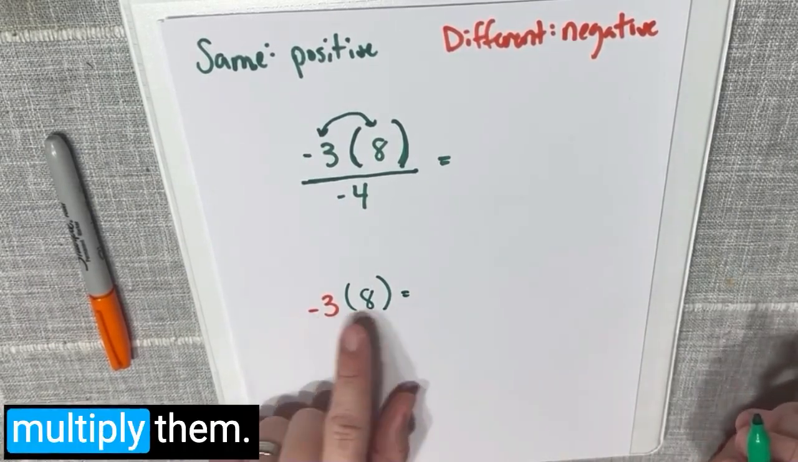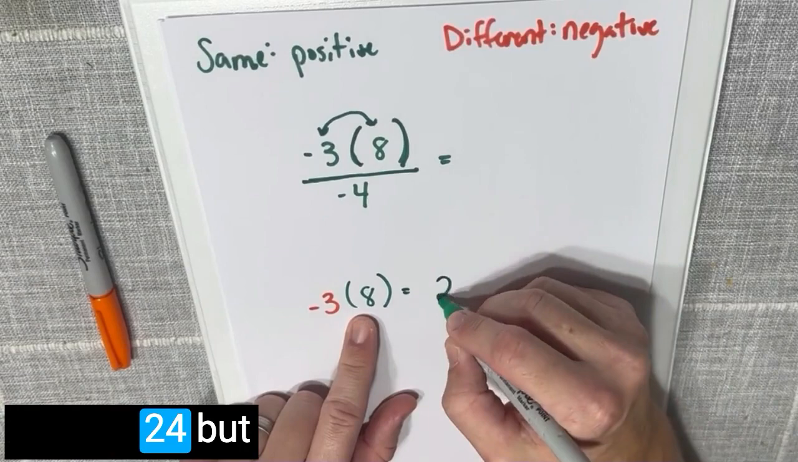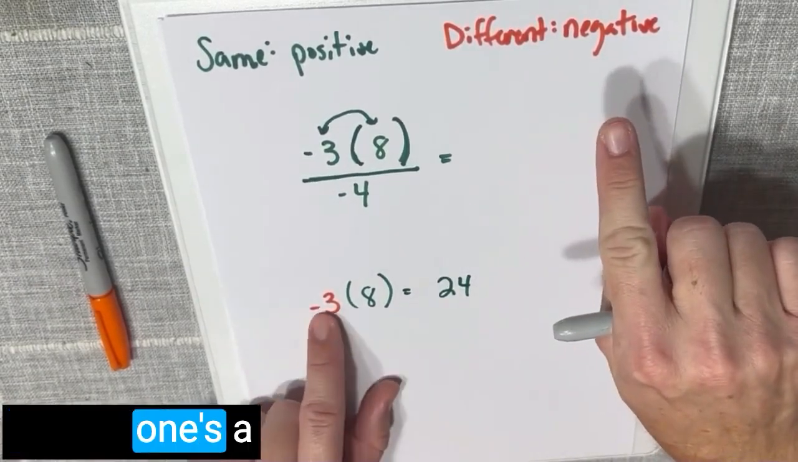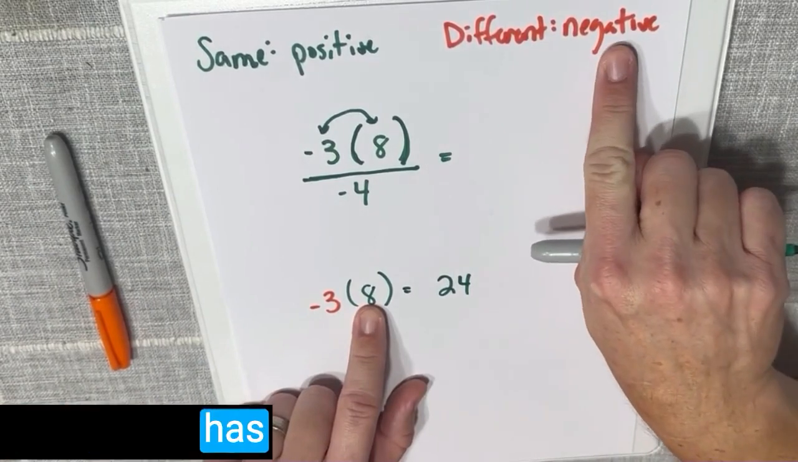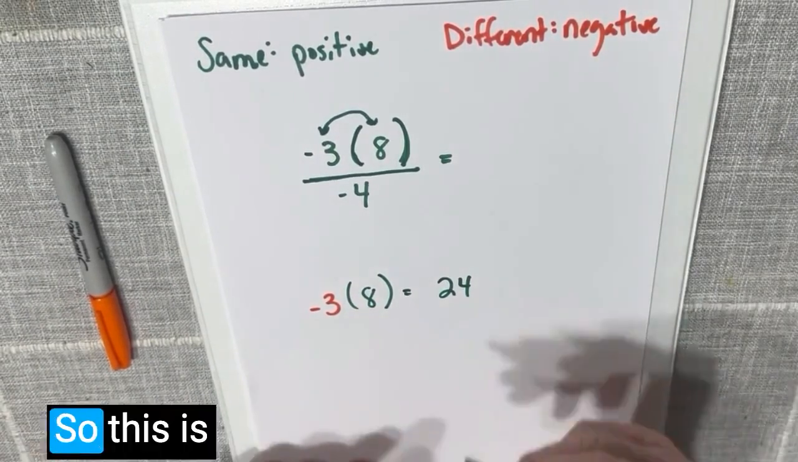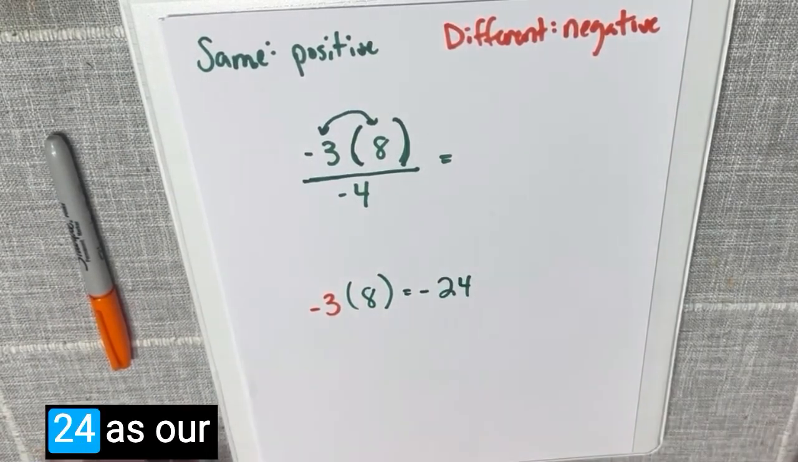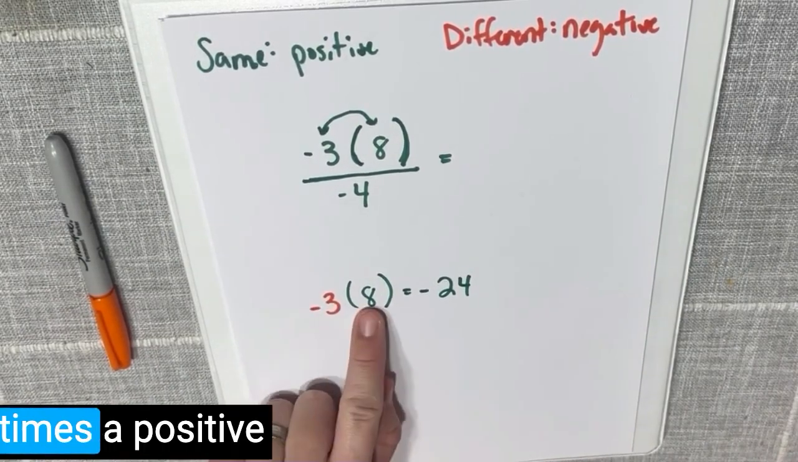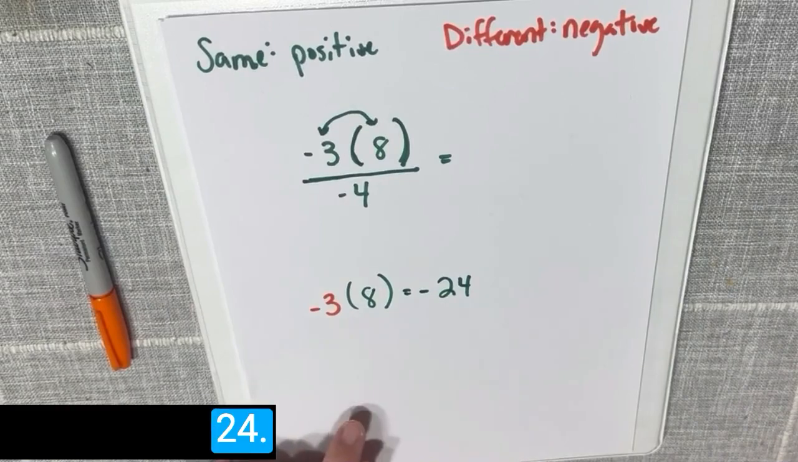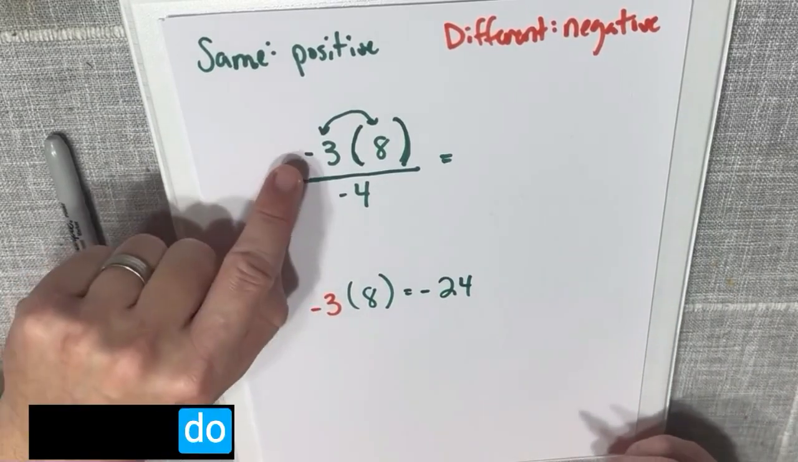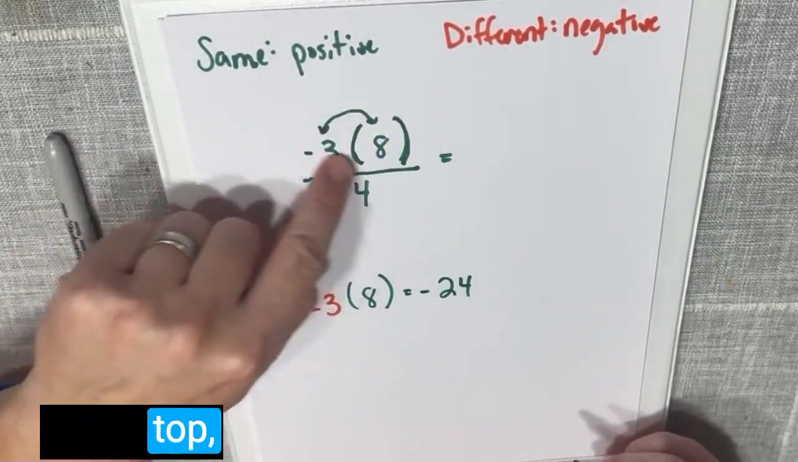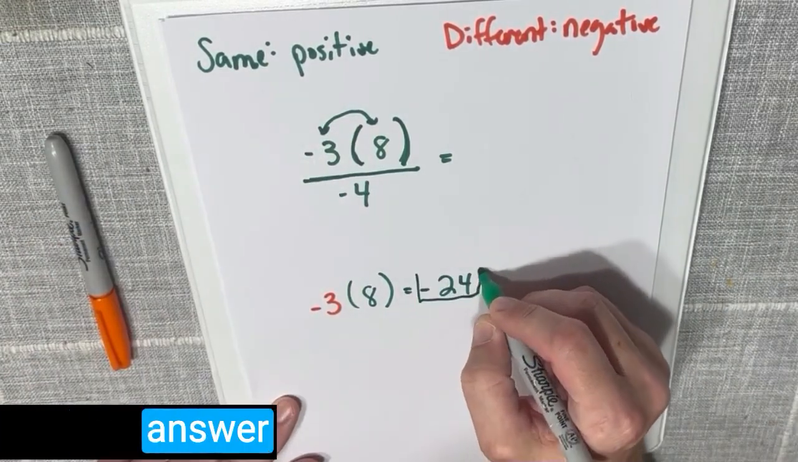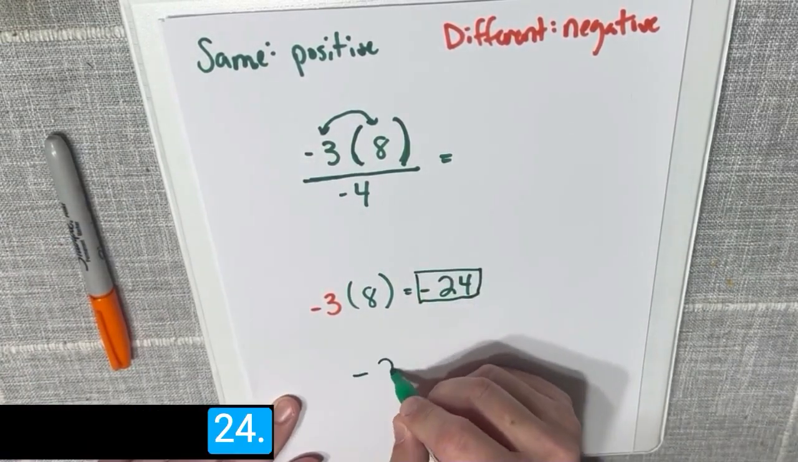Okay. So we're going to multiply them. 3 times 8 is 24. But because they have different signs, one's a negative, one's a positive, the answer has to come out to be negative. So this is a negative 24 as our answer there. So negative 3 times a positive 8 is a negative 24, okay? So all of that craziness up at the top, the negative 3 times a positive 8, I'm going to substitute with the answer that we found right here. So I'm going to put negative 24.